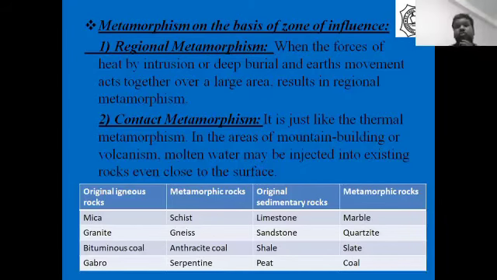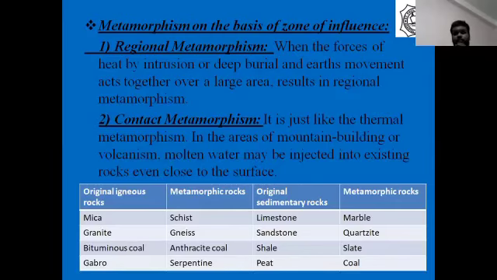Whereas contact metamorphism is just like thermal metamorphism, which is caused under high temperature. In the areas of mountain building or volcanism, molten matter may be injected into existing rock even close to the surface. Contact metamorphism often occurs in the areas of mountain building or volcanism.